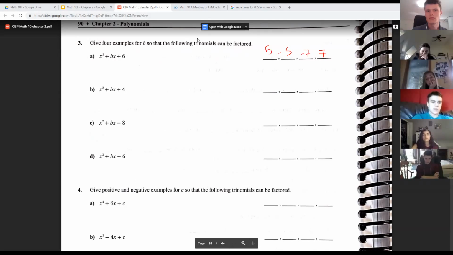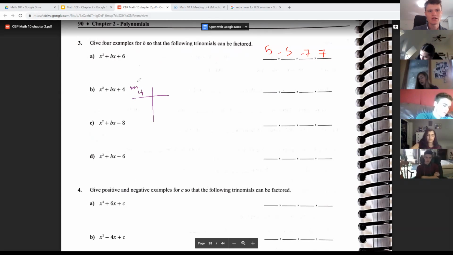For part B, could one of them be 4 because 2 times 2 equals 4? Yeah. If you start working on this one, you would do something similar: 2 numbers that multiply to 4 and add to, what do they add to? We can figure that out. So 2 times 2 equals 4. That's great. If we add those 2 together, we get 4 as well, which means an option there would be 4.